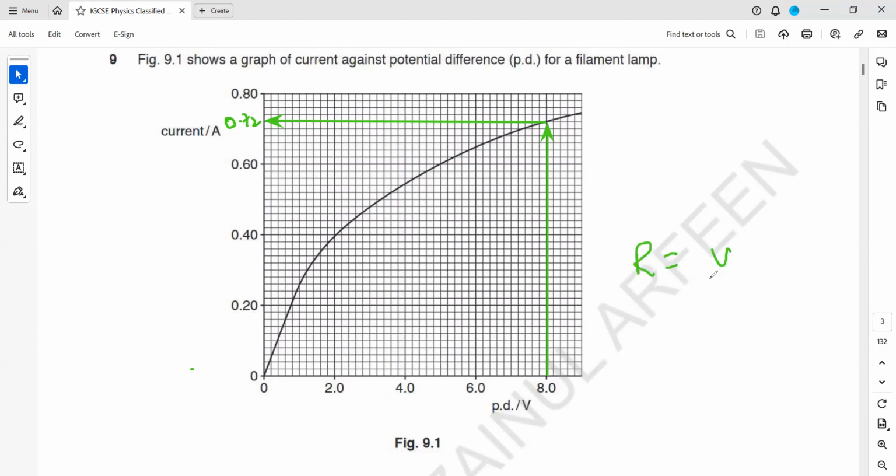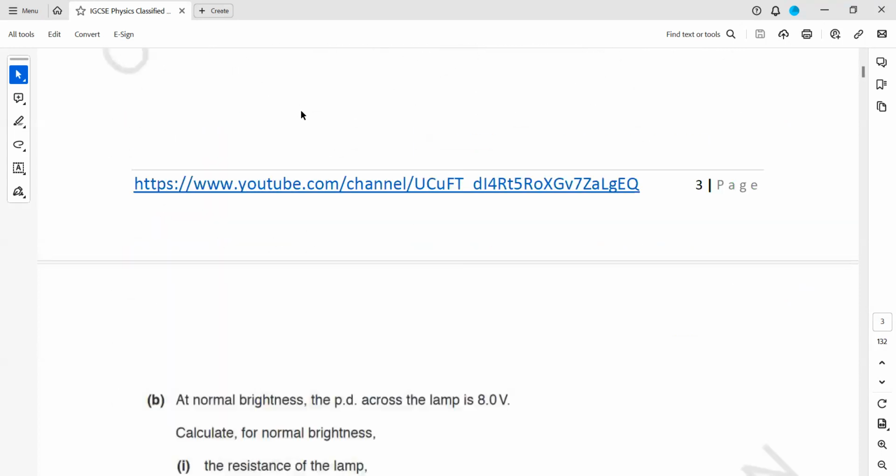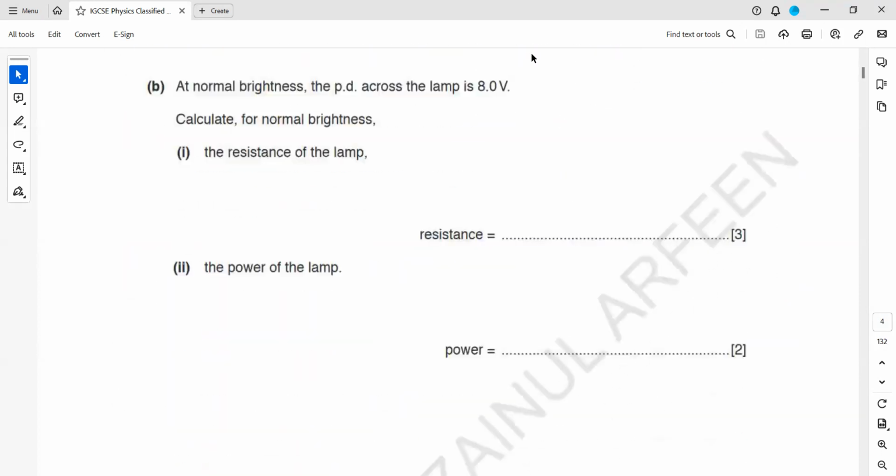So how to get the resistance? Voltage divided by current. The voltage is 8 and the current is 0.72. What's the answer? 8 divided by 0.72 is 11.1. So this will be 11.1 and the unit is ohm.